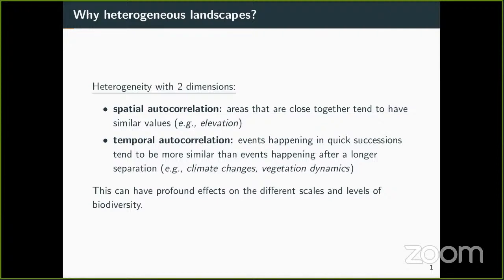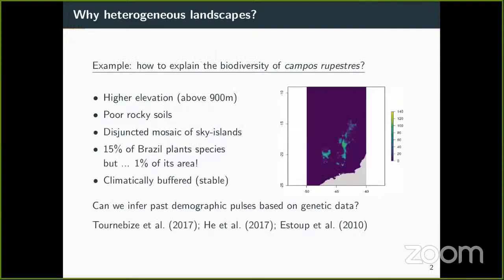And that's the question that, for me, it's a very subjective view, but I really like this question. I'm just enjoying exploring that. So an example of this question is how to explain the biodiversity of campos rupestres, which are landscapes that occur in southeast Brazil. And they are characterized by different features that you may know much better than I do, such as a higher elevation, above like 900 meters.